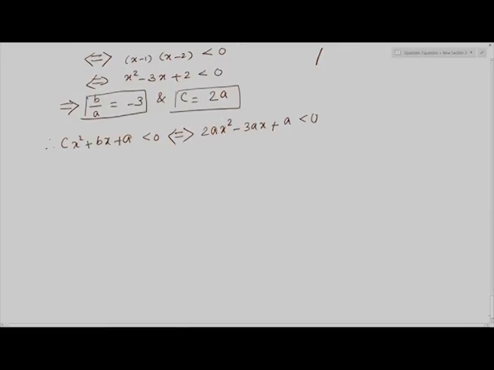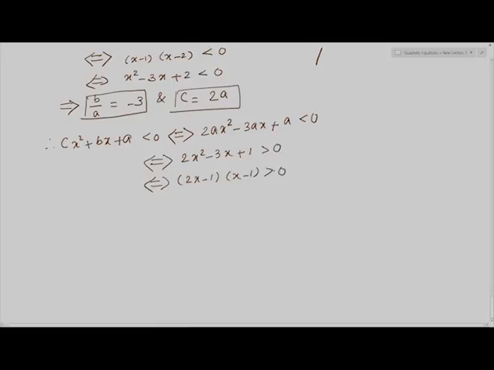Now, this is if and only if I divide by a. It becomes 2x square, and a is negative, remember, so the inequality reverses: 2x square minus 3x plus 1 is positive. Now I can factorize this ordinary quadratic inequality. It is simple: 2x minus 1, x minus 1 greater than 0.